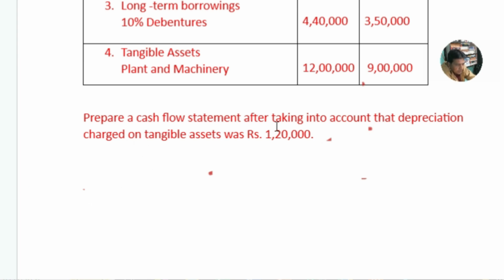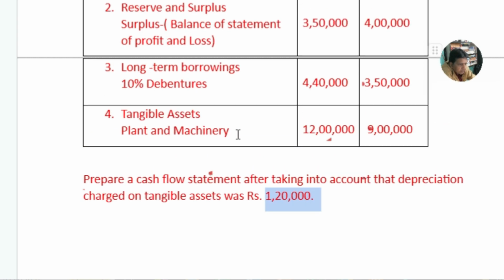Prepare a cash flow statement after taking into account that the depreciation charge on tangible assets was rupees 1,20,000. This represents a non-operating expense. So depreciation on tangible assets, it is plant and machinery. So we can write depreciation on plant and machinery under the operating activities. When the depreciation is charged on the plant and machinery, the value of plant and machinery is decreased.